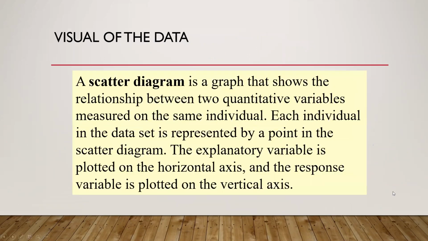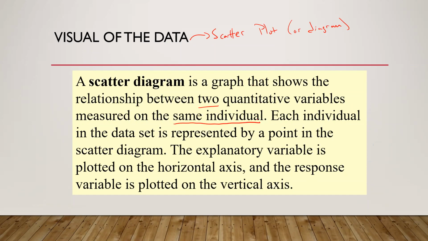Okay, what we want to do now is look at a visual representation of the data. And this visual representation is called a scatter diagram, but I will always call it actually a scatter plot. They're synonymous with each other. And it's just a graph that shows the relationship between these two quantitative variables measured on the same individual.